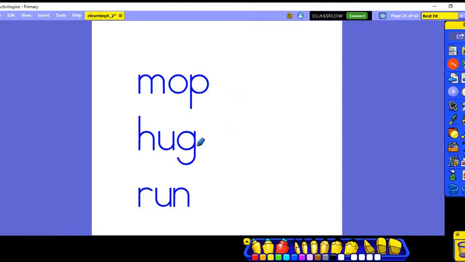Mop, hug, run. Which words have the same middle sound? Hug, run have the same sound in the middle.